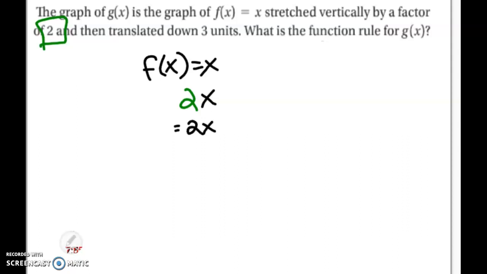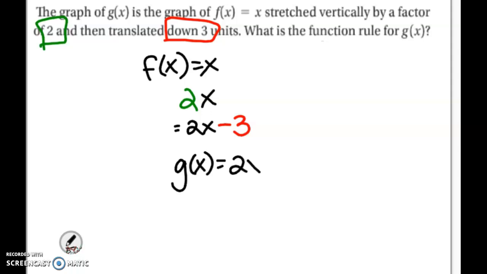Then translate it down 3 units. Subtract 3. What is my new rule? 2x minus 3. So you can combine the things. I always think go in order just in case the order does matter.